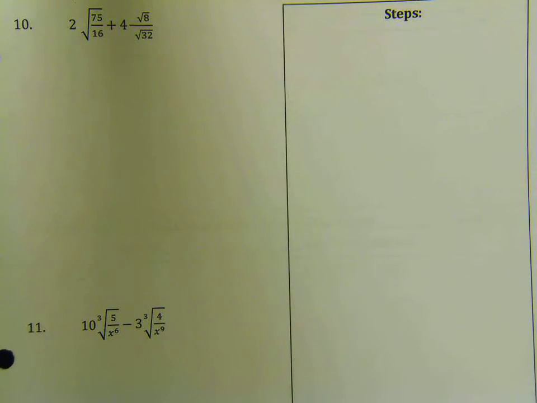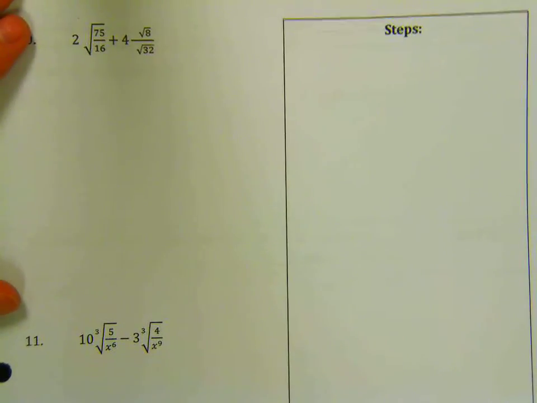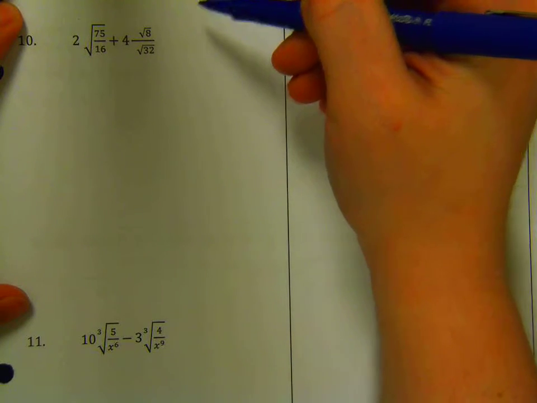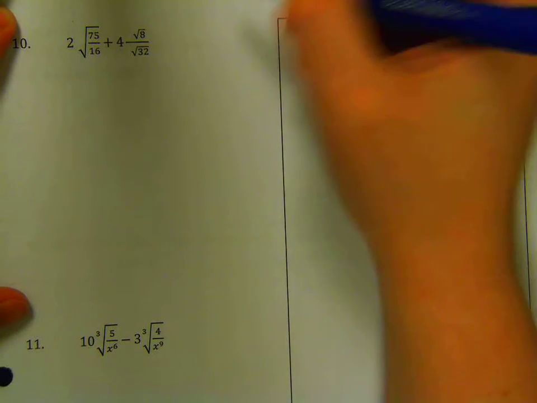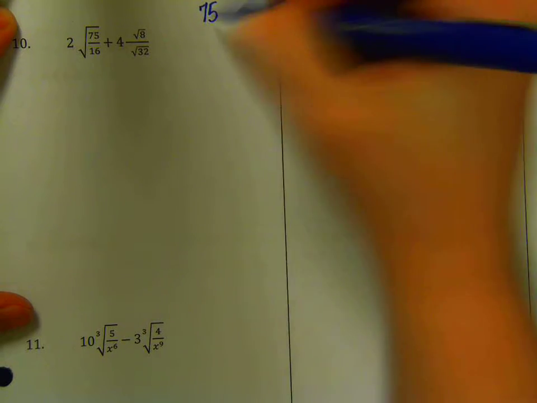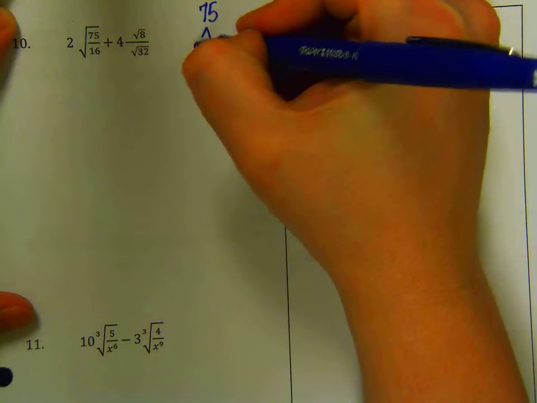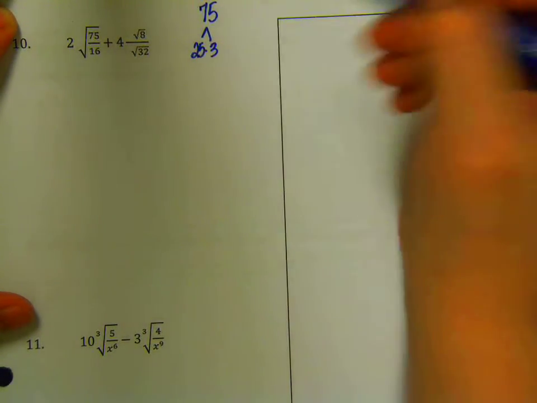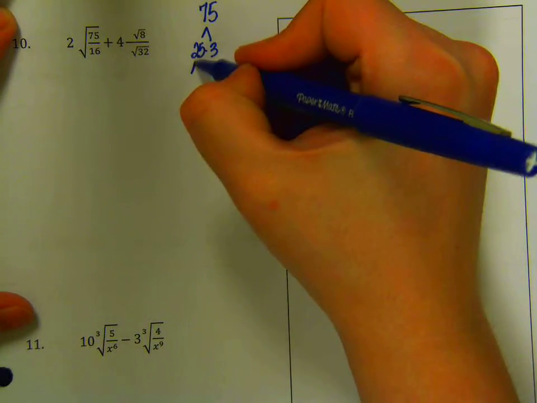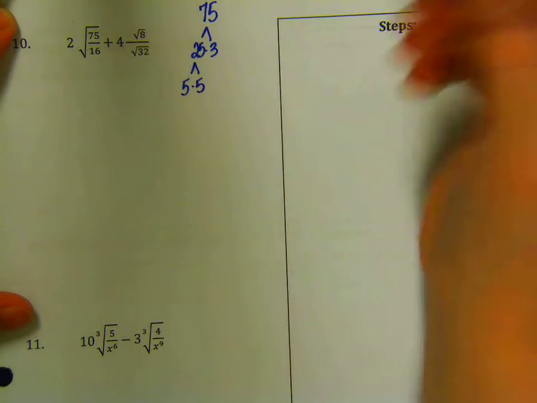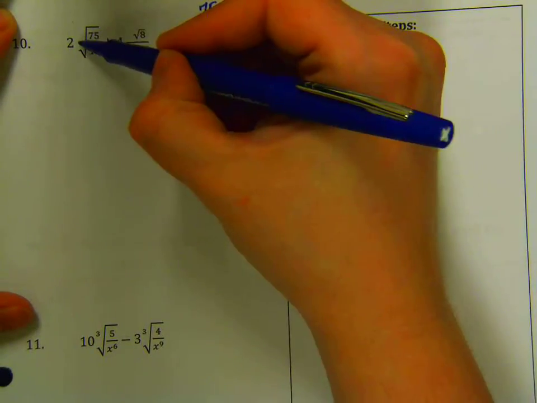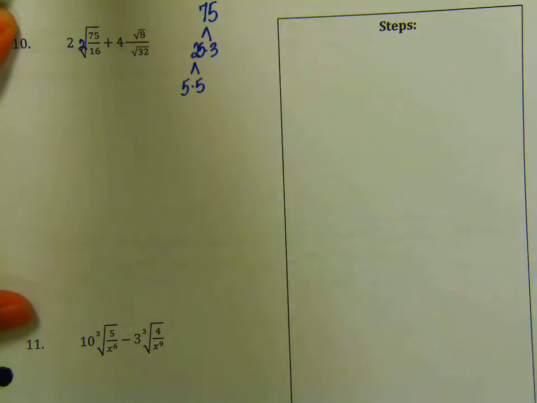And then after 10 and 11 are done, you're going to work on the practice at the bottom of the page. So number 10, we have fractions now, so I know you're going to freak out a little bit, but it's okay. We have to come up with some factor trees for all of the things underneath the radical. So 75, I can split that up into 25 and 3. 25 I can split up into 5 times 5.